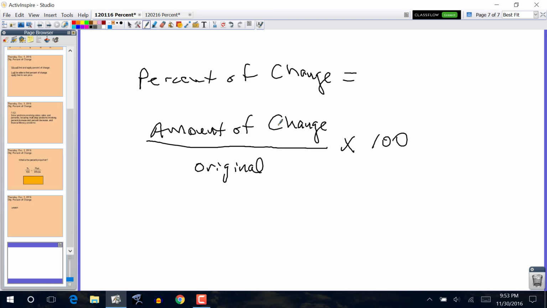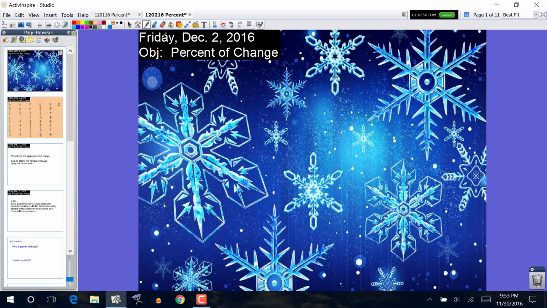Okay, so you take the two numbers, whatever the two numbers are, subtract them to find the amount of change. We divide that by whatever the original number is, and that's going to give us a decimal value. Then you multiply that decimal value by 100. Okay? Now, what I would like for you to do, now that you've watched this lesson and found out how to find percent of change, is work on a little assignment.